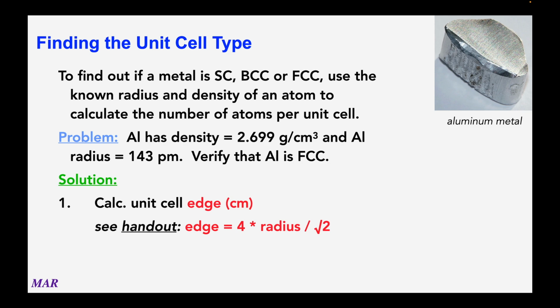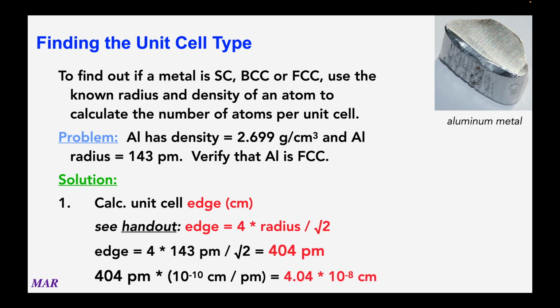Start with 4 times the radius divided by square root of 2. The radius is 143 picometers, which is very small. 4 times 143 divided by the square root of 2 is 404 picometers.